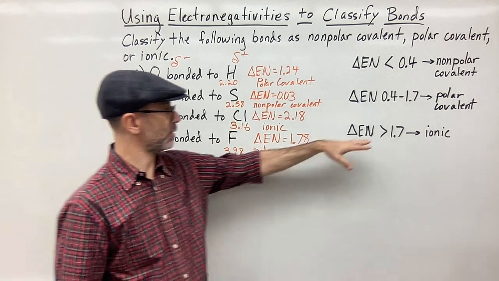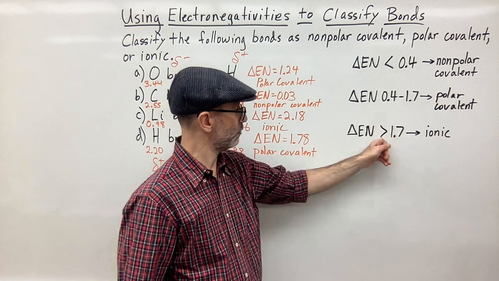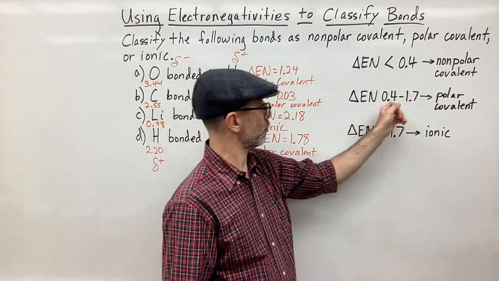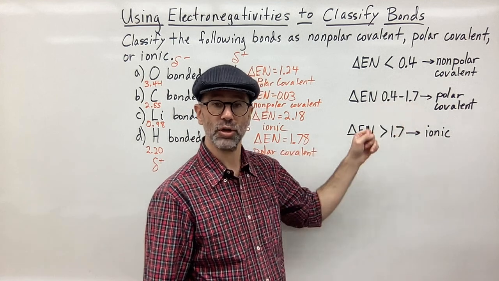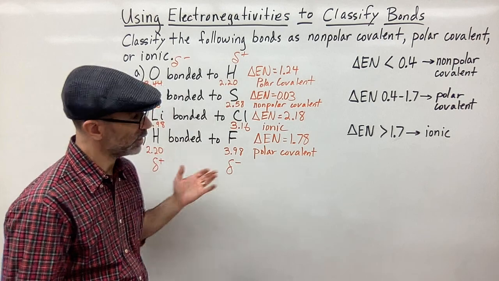So maybe, since the electronegativity difference is 1.78, this might be an argument as to why some textbooks or professors would say that if it's greater than 2.0, then it's ionic, right? And then the range here would be 0.5 to 2 for polar covalent. So that seems to fit better with this, but it depends.